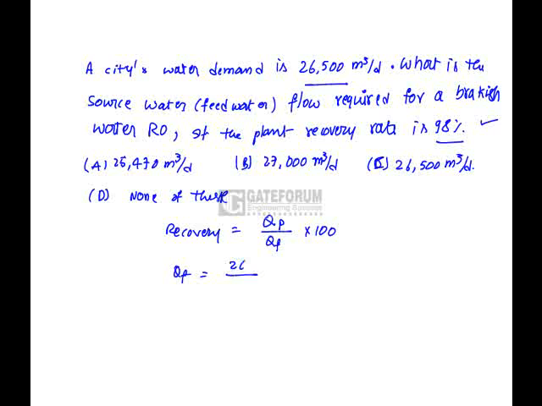QP is given as 26,500 divided by recovery rate, which is given as 98%, into 100, that is equal to 27040. The value approximately equal to this in our options is B. So option B is correct.